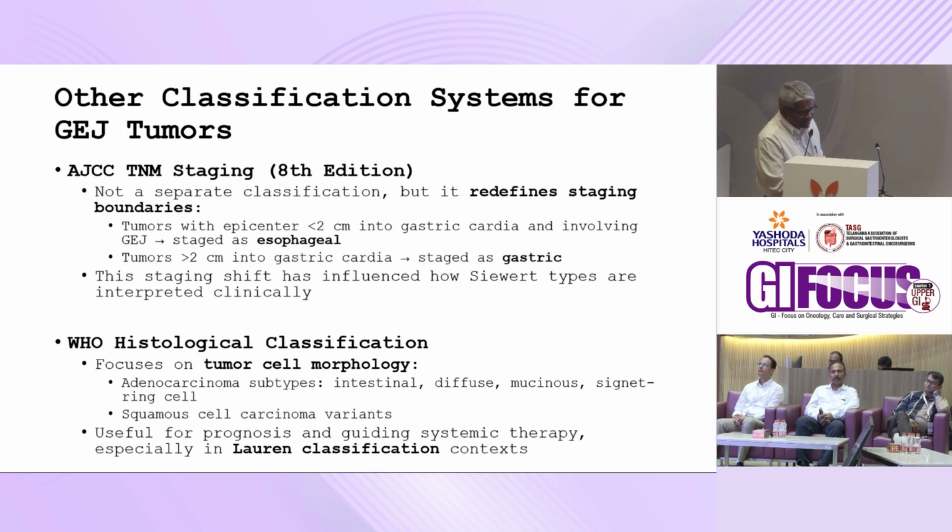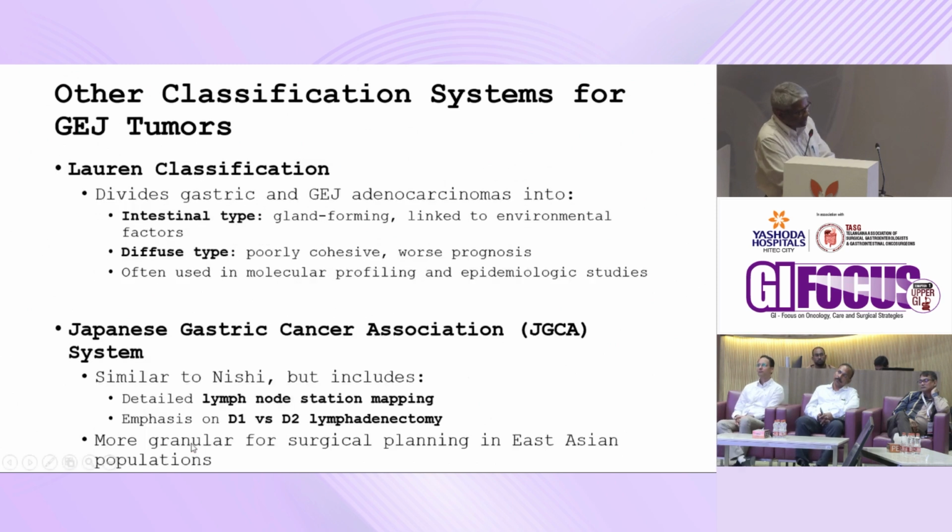There are other classification systems for GE junction tumors. Majorly, it is the AJCC system 8th edition, wherein they have divided based on epicenter. If it is less than 2 centimeter into the gastric cardia, it is taken as esophageal. More than 2 centimeter into gastric cardia, taken as gastric malignancy. WHO again defines the tumors based on tumor cell morphology, adeno-CA or squamous cell, and if it is adeno-CA, Lauren has subclassified again into intestinal type and diffuse type.